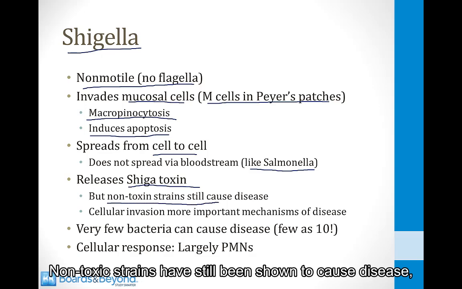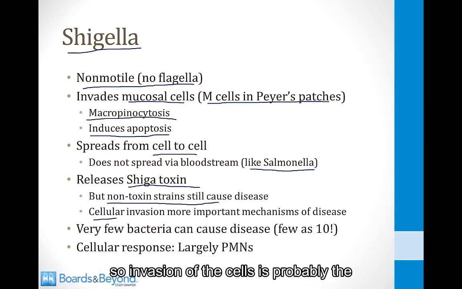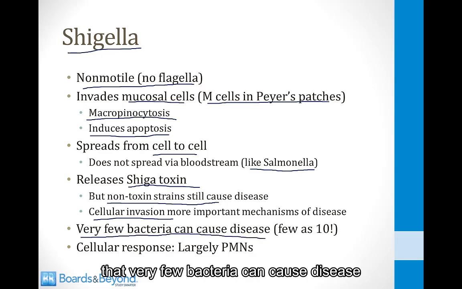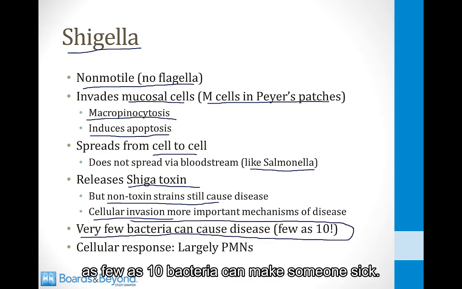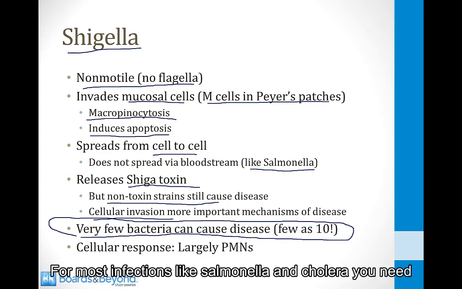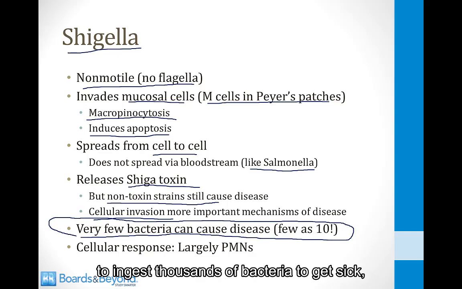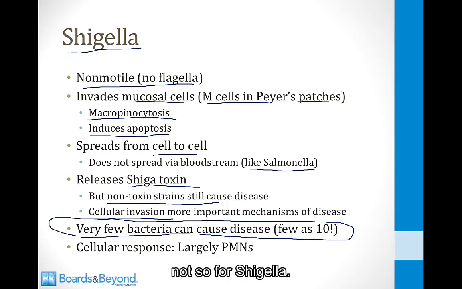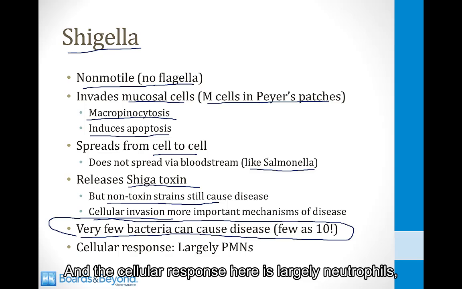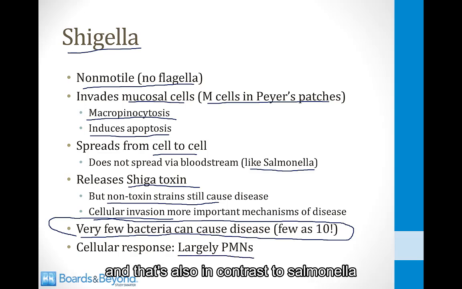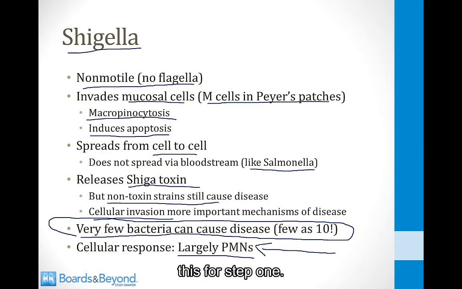Non-toxic strains have still been shown to cause disease, so invasion of the cells is probably the more important mechanism. And Shigella is famous for the fact that very few bacteria can cause disease. As few as 10 bacteria can make someone sick. For most infections like Salmonella and cholera, you need to ingest thousands of bacteria to get sick. Not so for Shigella. And the cellular response here is largely neutrophils, and that's also in contrast to Salmonella, where the response is largely monocytes, and they like you to know little things like this for Step 1.